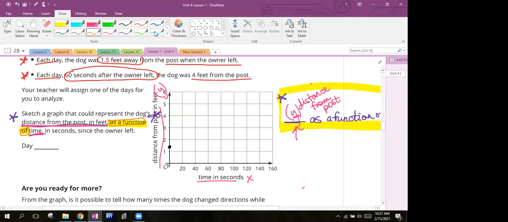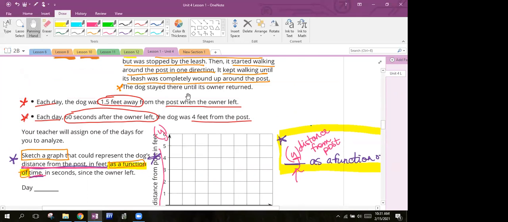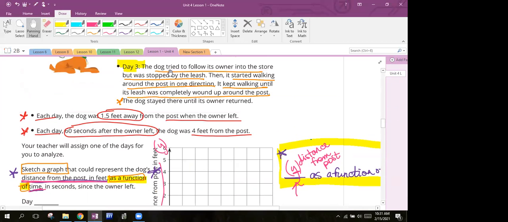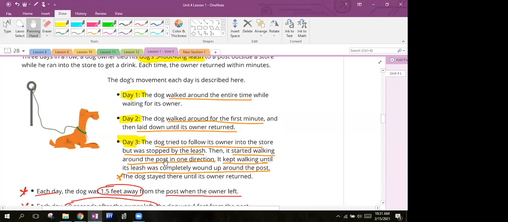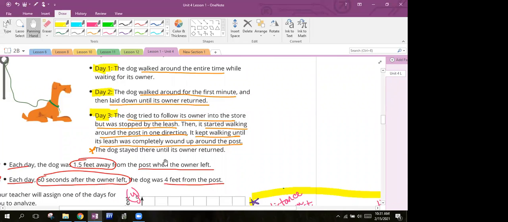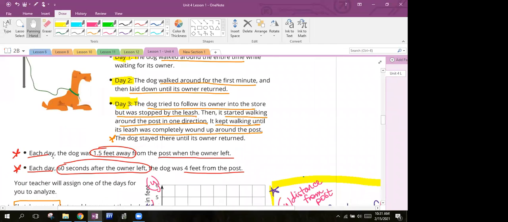All right, so now we're going to take time and sketch a graph. I'm going to do one of them with you just so you have some idea of what you're supposed to do. Looking at those 3 days, which one of these do you want me to graph? Let's do 2. Day 2. Okay, so I'm going to graph day 2.